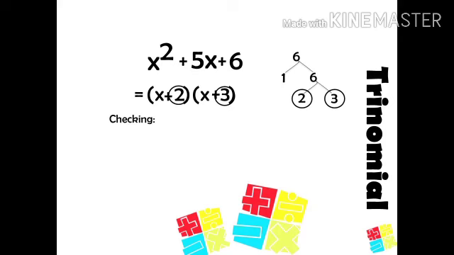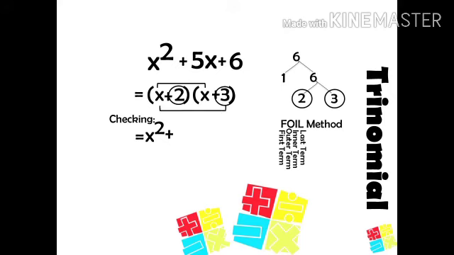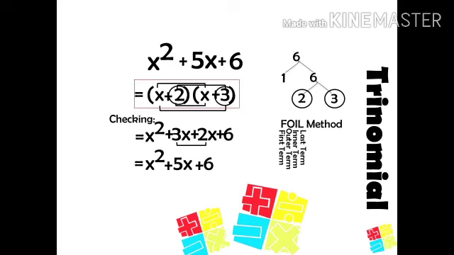To check, we are going to use the FOIL method, which stands for first, outer, inner, and last terms, which will be equal to x squared, 3x, 2x, and 6. Then we add the like terms, which will be equal to x squared plus 5x plus 6. And that's the final answer.